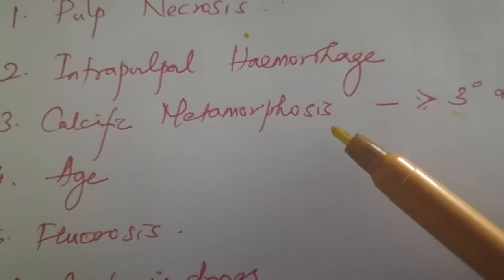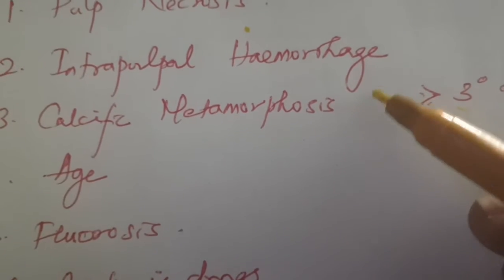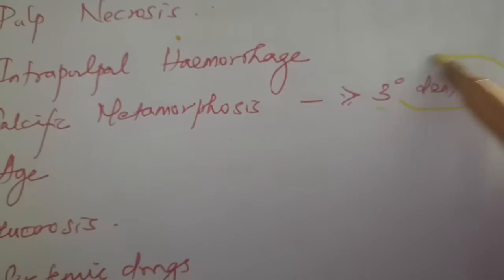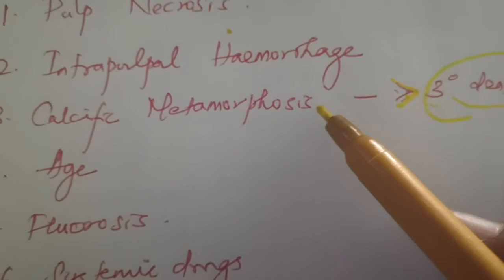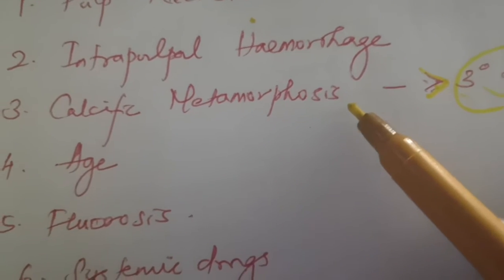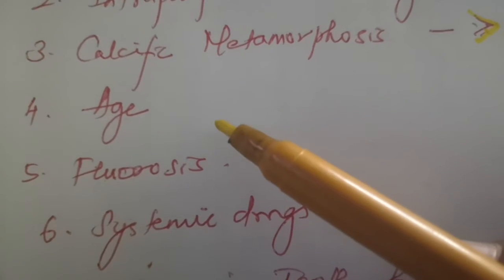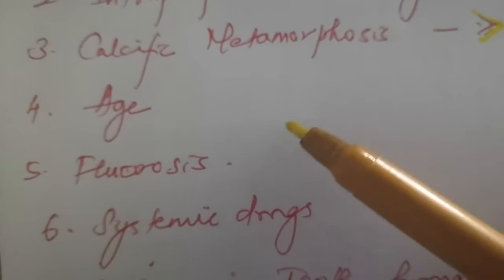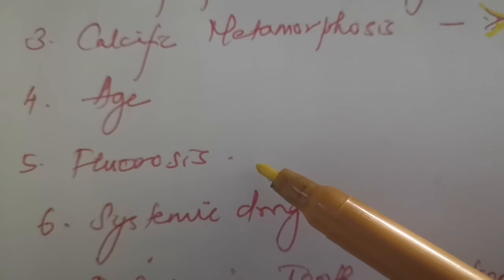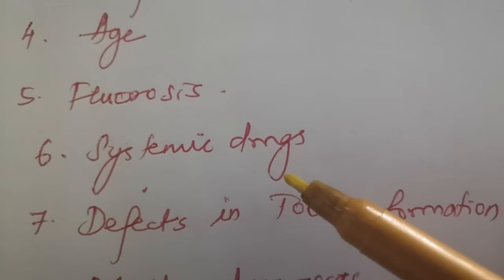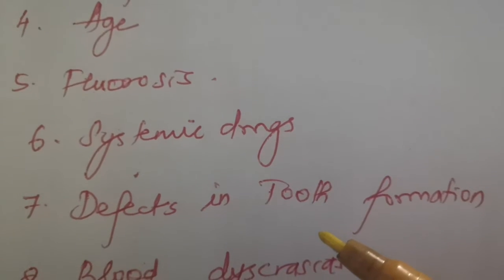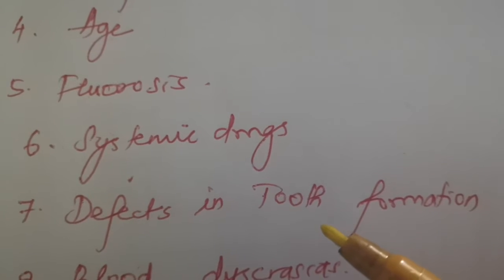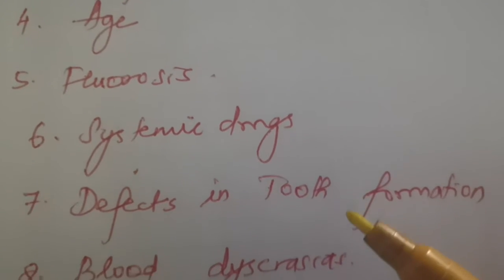It is like the tertiary dentin is being deposited. The tertiary dentin keeps on being deposited. The greater level of tertiary dentin also causes discolored teeth. And due to aging, high fluoride exposure causing fluorosis, and also some systemic drugs taken during the development of teeth, and defects in tooth formation, that may also cause discolored teeth.